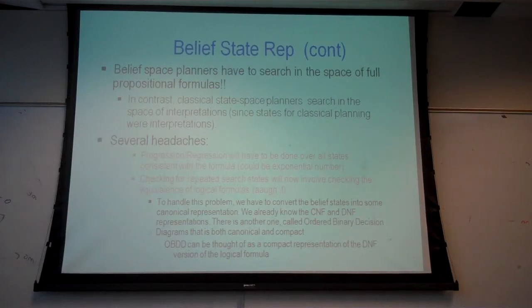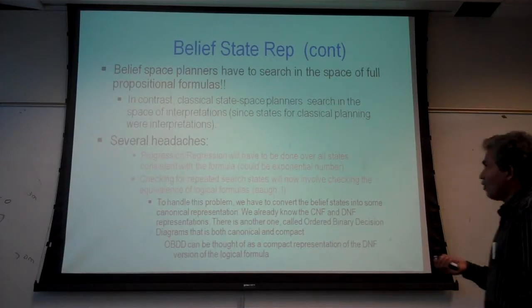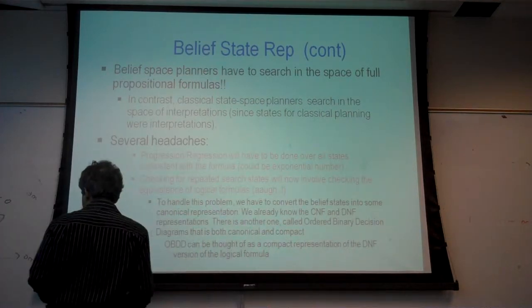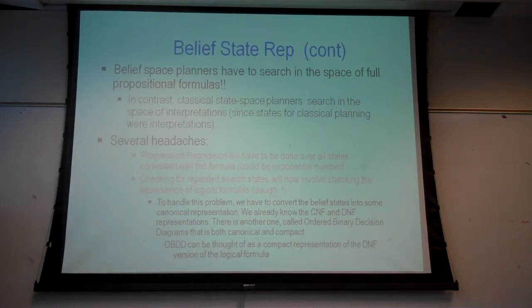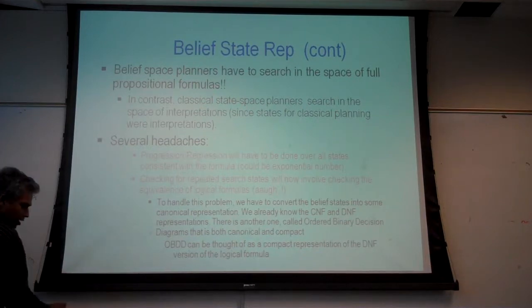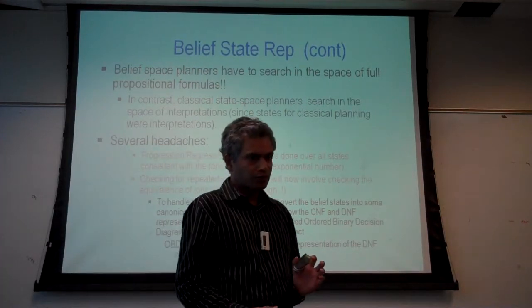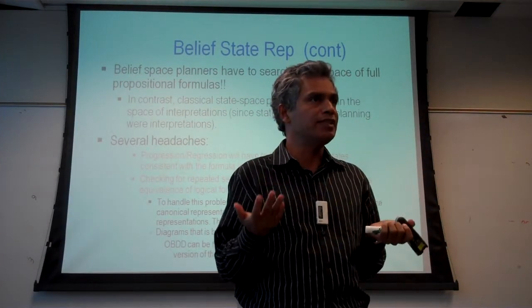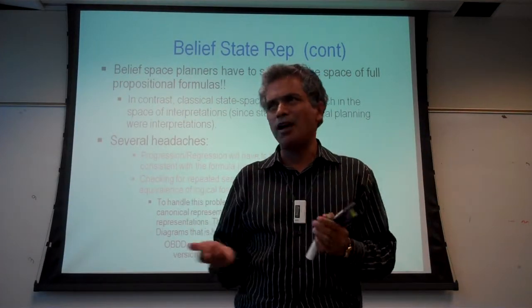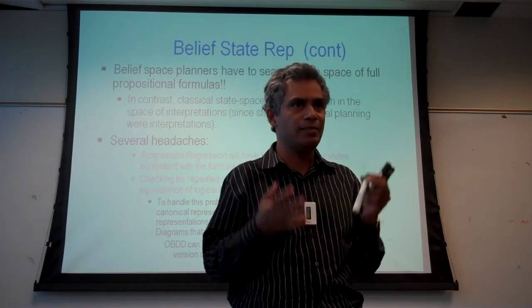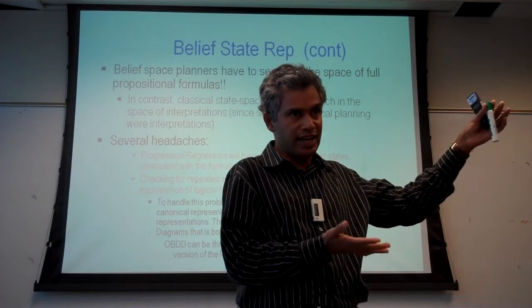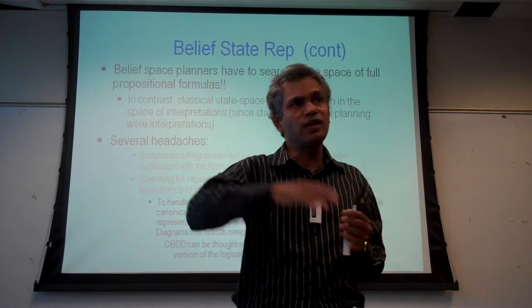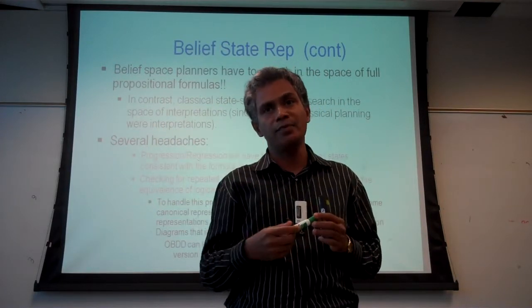Belief space planners are the search in the space of full propositional formulas, and then checking recurrent states becomes harder. What's interesting also is that we had a clean way of talking about progression and regression over factored states for deterministic planning. Progression is not surprising at all, because you had a single state, you apply an action, and you get a new single state, which will also be a complete interpretation.